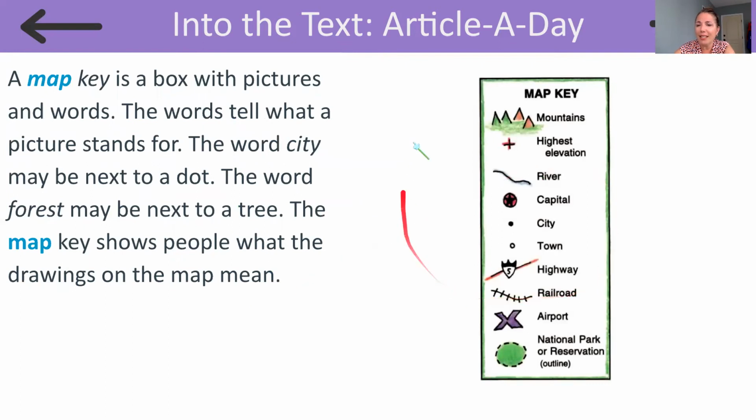So here's an example of a map key. And you can see these symbols like this crooked line here, or wavy line, may represent or stand for a river. And when you see this symbol, this drawing, that might mean a railroad. So here is an example of what a map key might look like. And see where it said city, and then this is that dot that shows where a city might be.